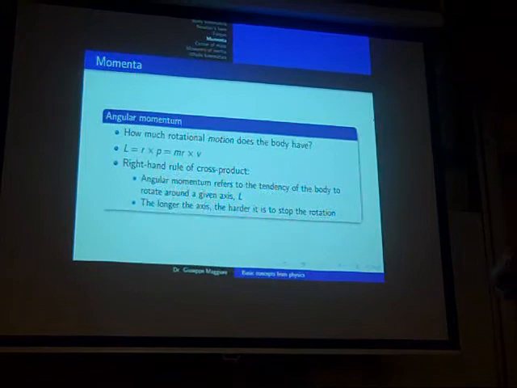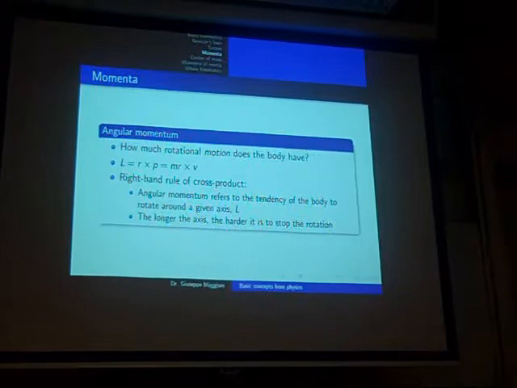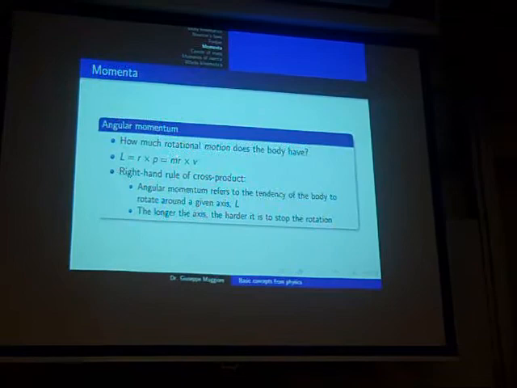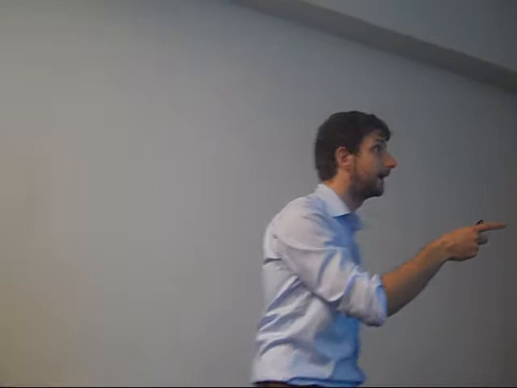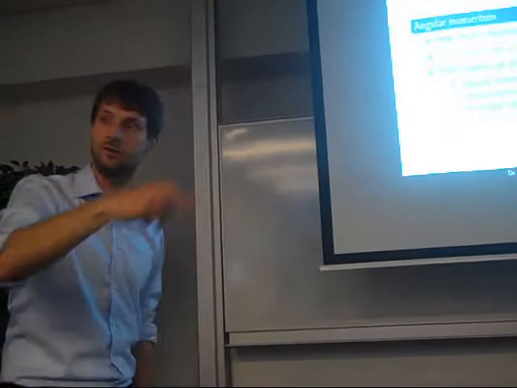So if you remember from before, r times v is actually w. It's actually the angular velocity. So indeed, this is mass times angular velocity. And indeed, the angular momentum refers to the tendency of the body to rotate around a given axis. And this axis is the vector L itself. So L is the vector around which the object is currently rotating. The direction of L and w are actually the same. And the length of L is how strong this rotational velocity is. So if L is very long, it means that the object is rotating very fast.